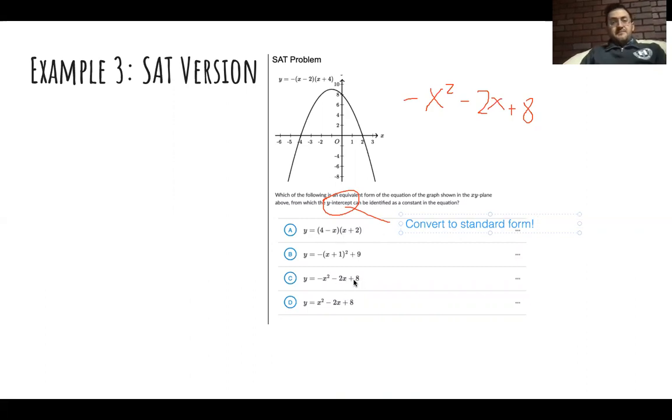But this problem, C and D would be ones that maybe I didn't eliminate. But D is just missing a sign going on. So it has to be C.